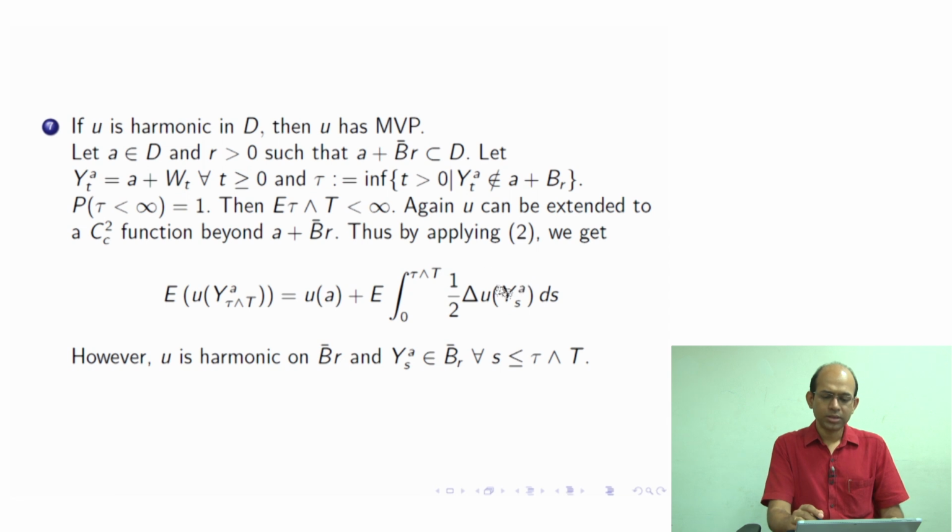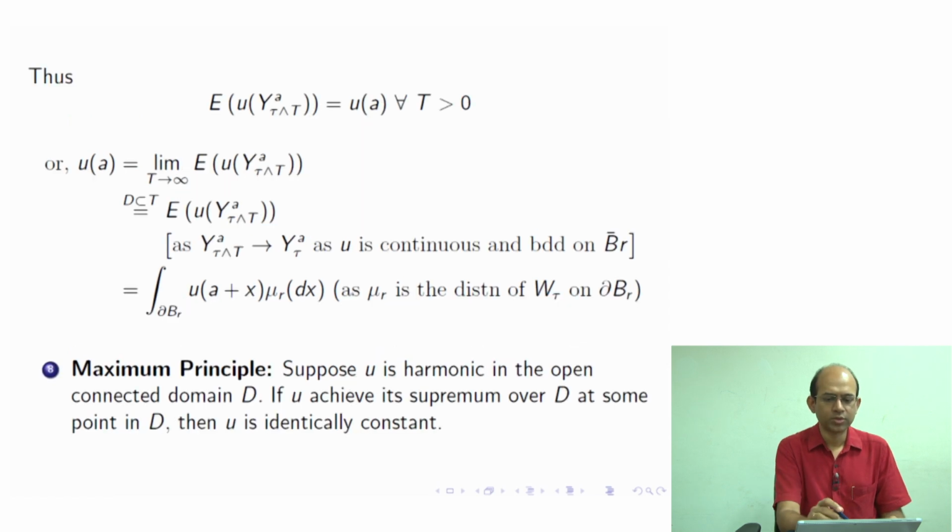After obtaining this, we now use the fact that u is harmonic, because we started with u harmonic. Since it is harmonic, the Laplacian of u is 0. So this part would be 0. So we get that this expectation is equal to u(A). So the expectation of this is equal to this for all t positive.